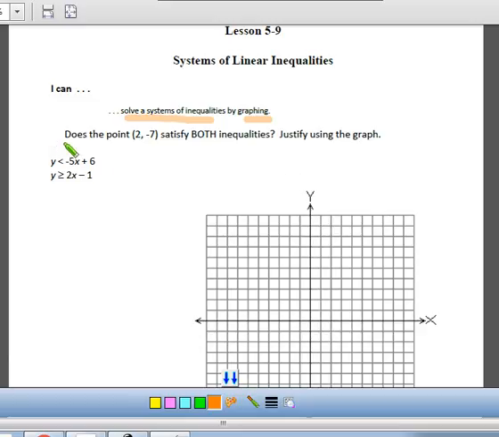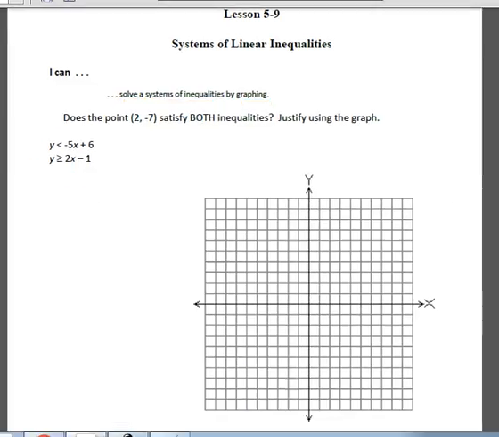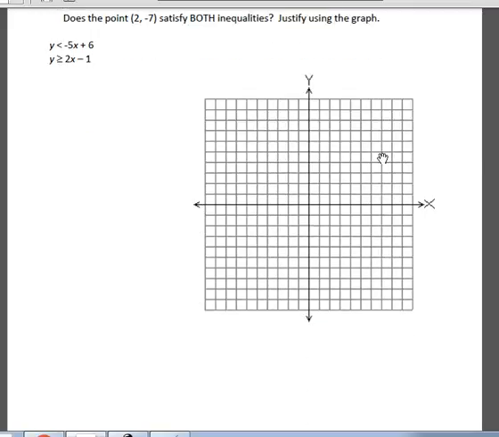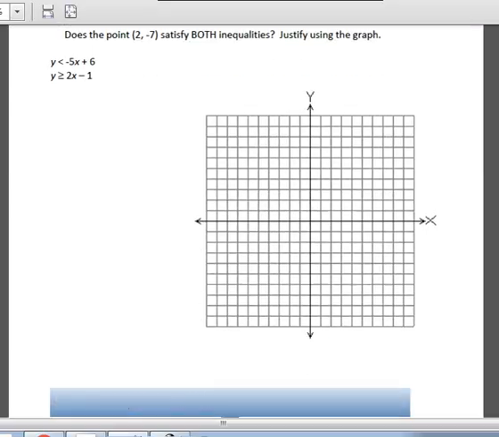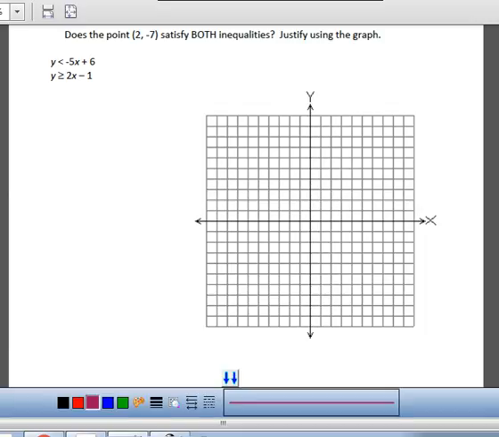Alright, so our first example is, does the point 2, -7 satisfy both inequalities? Justify using the graph. So, is this point a solution for these two inequalities? Alright, so I am going to move this up so we can see all of our graph. And the way that I am going to handle this question is I'm going to rewrite both inequalities down here and give myself some workspace.